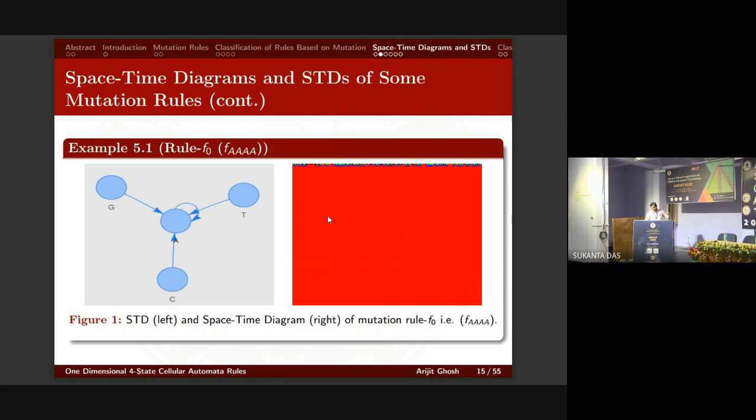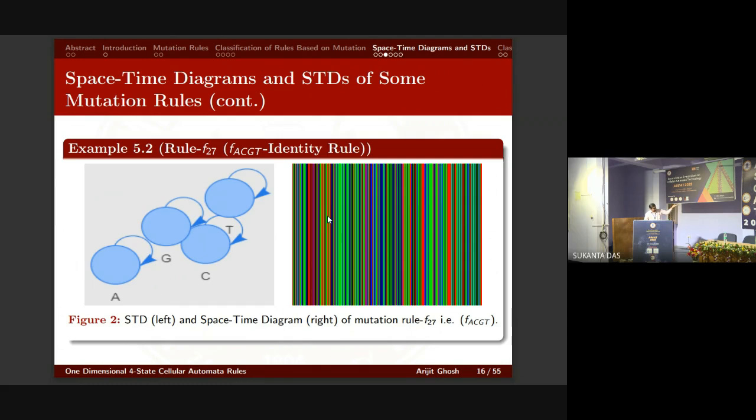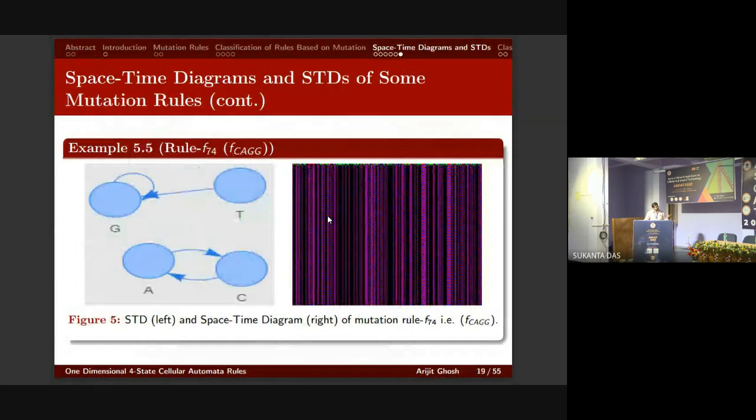Similarly, this is another STD and the space-time diagram of the identity rule. From the space-time diagram, we can observe that there happens no mutation at all. Just with the help of the Python programming language, we have obtained the various STDs and the space-time diagrams.